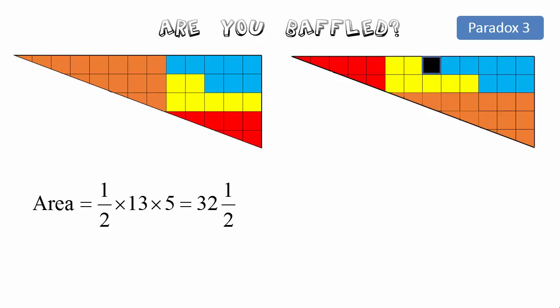There seems to be a missing square. 1 square centimetre has disappeared, even though every other piece remains the same as the original. And have a look at it carefully. So the area of the second shape is 31.5 square units. Where has the missing square centimetre gone?